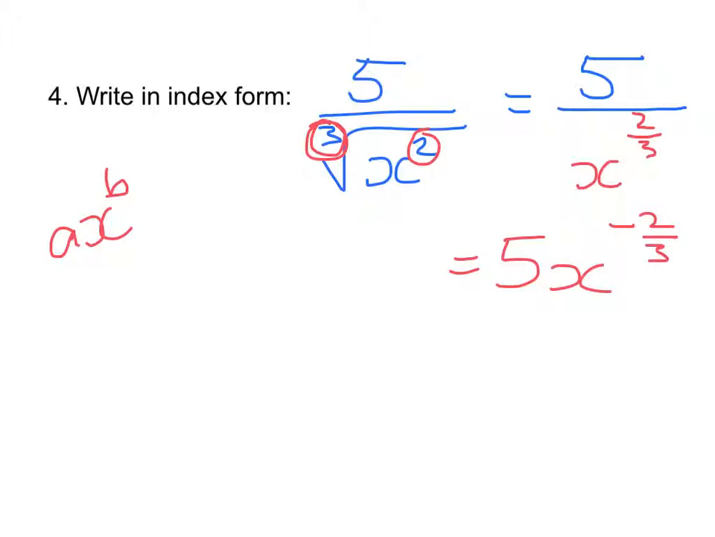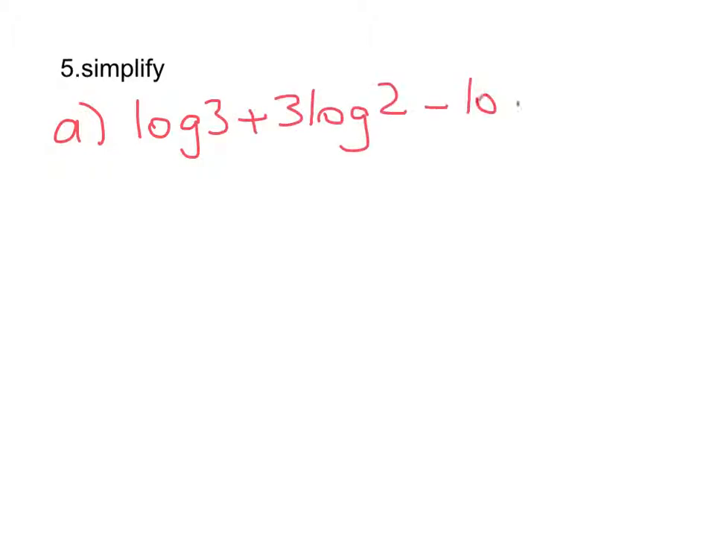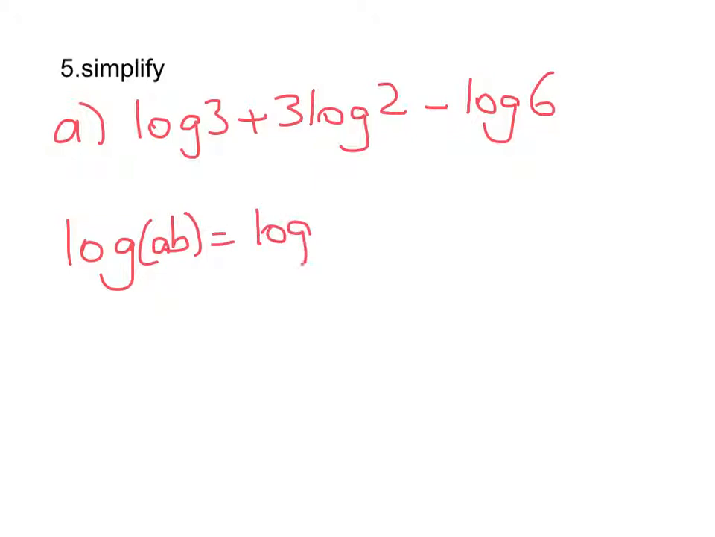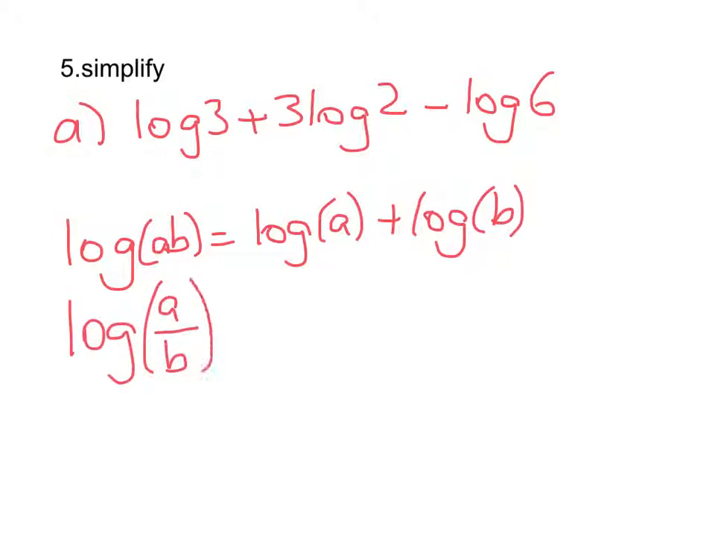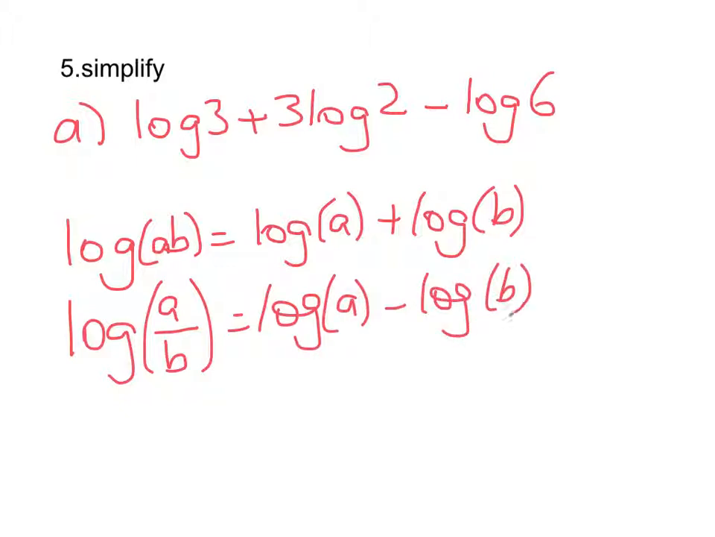On to question 5. Right, log questions, simplify. Log 3 plus 3 log 2 minus log 6. Right, this is using our log rules. The log of AB is equal to the log of A plus the log of B. And the other one, log of A over B, is the log of A minus the log of B. So in this question here, we're working backwards to get the log of a single number.